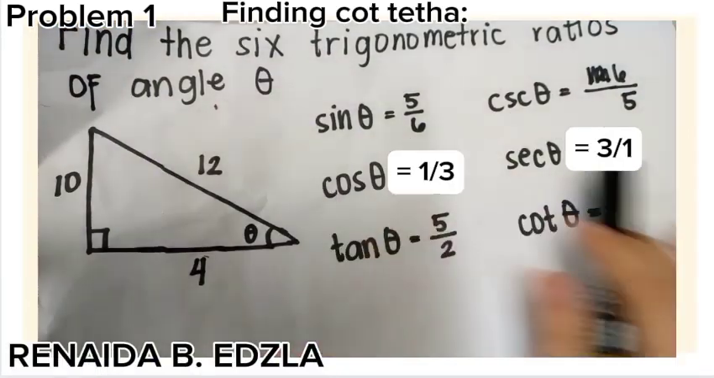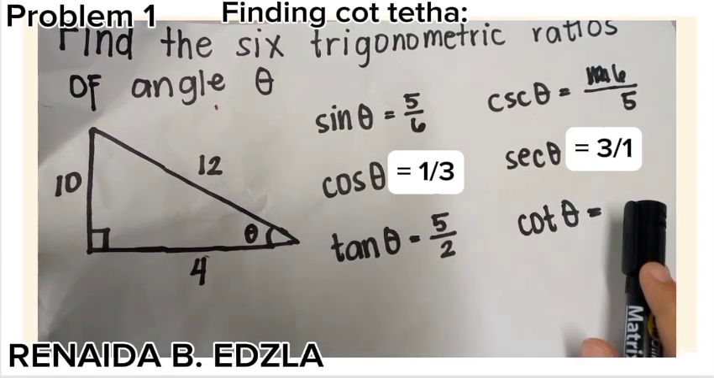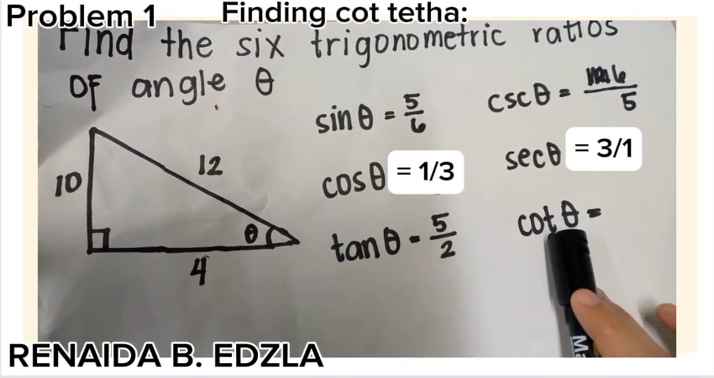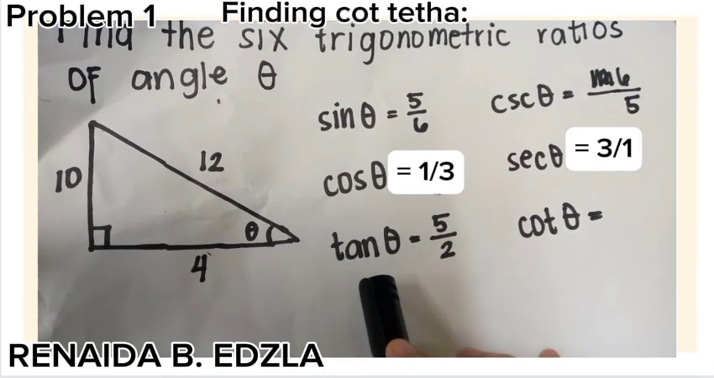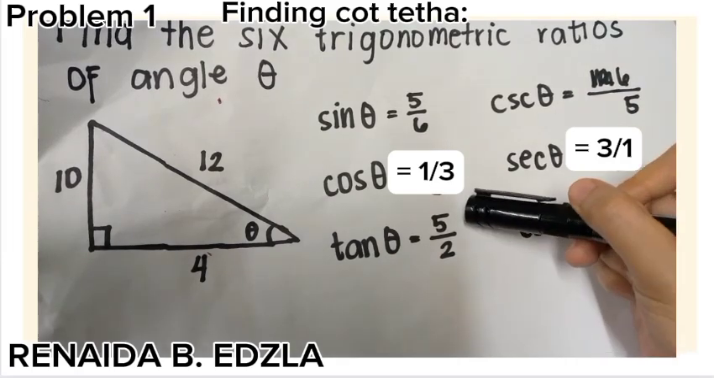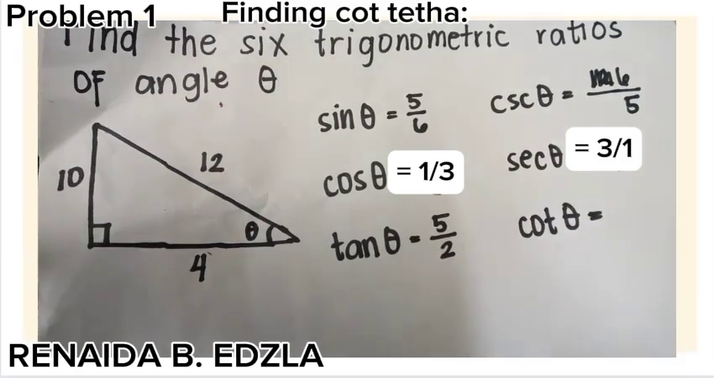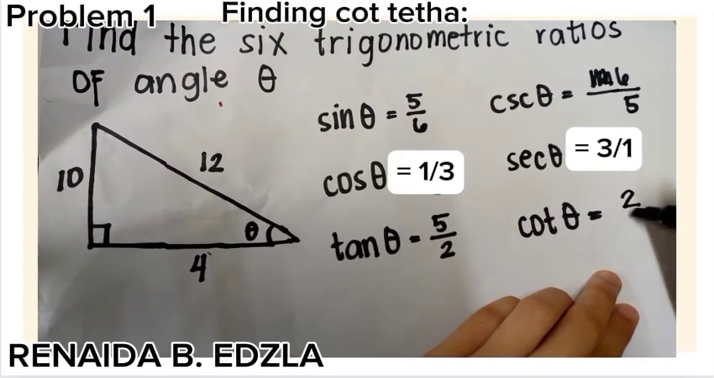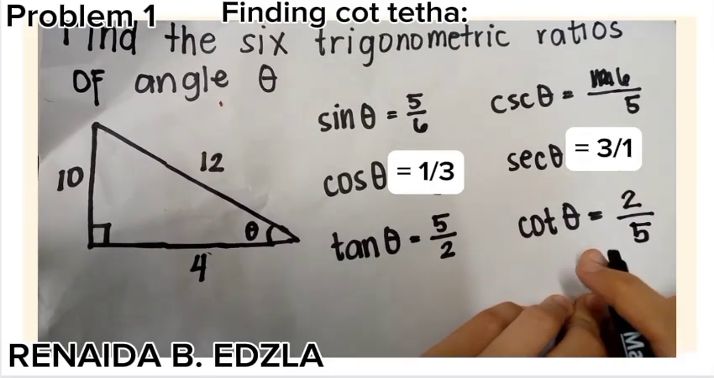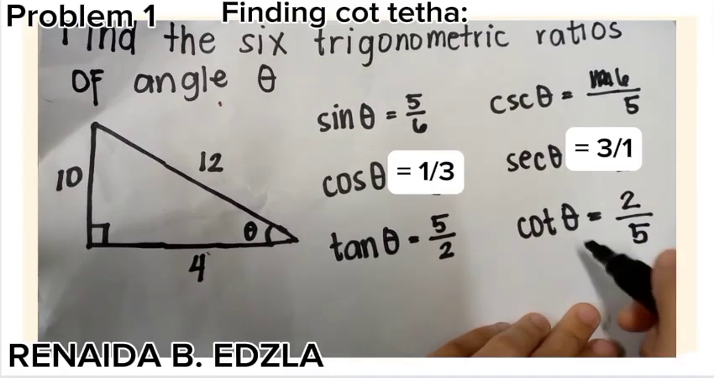So to continue the solving, in order to get the value of the cotangent theta, we just simply need to reciprocate the value of our tangent theta, which is 5 over 2. So we need to reciprocal it. We have the 2 over 5 as the value of our cotangent theta. So that's it.